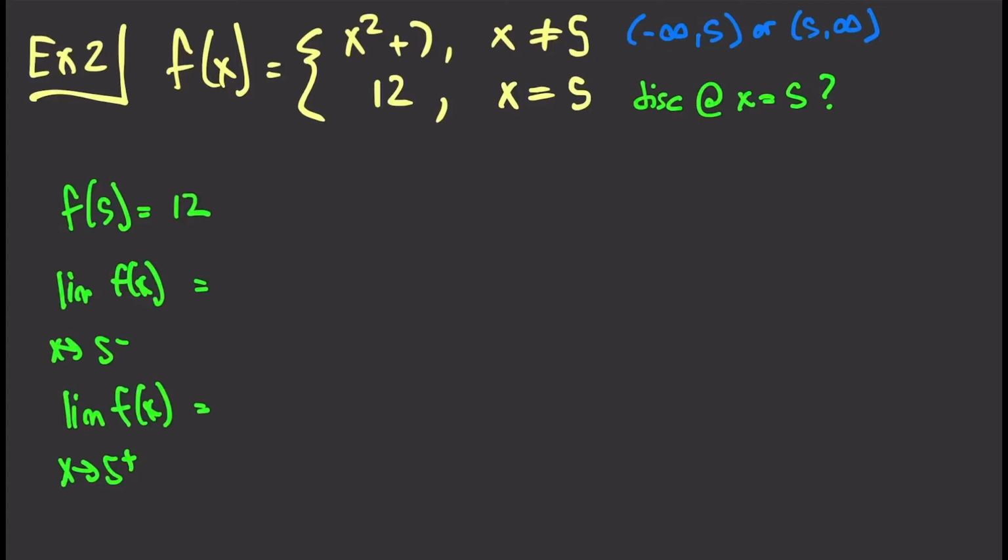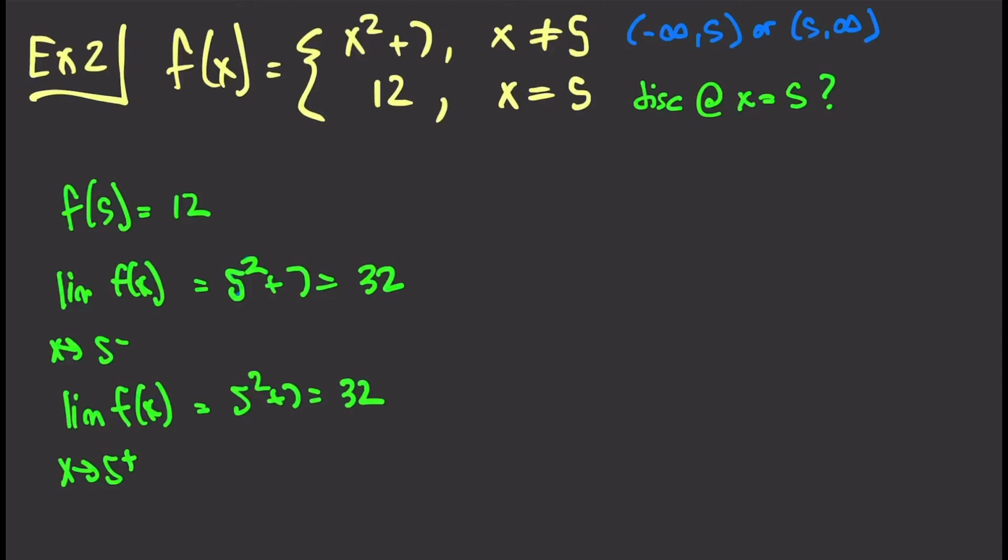So if I want the left-hand limit, I'm going from negative infinity to 5. Well, it's part of this interval, so I'm going to plug into that, x squared plus 7. So 5 squared plus 7 equals 32. And that's going to also be the piece I use for the right-hand limit. So again, it's going to be x squared plus 7. That's going to be 32.